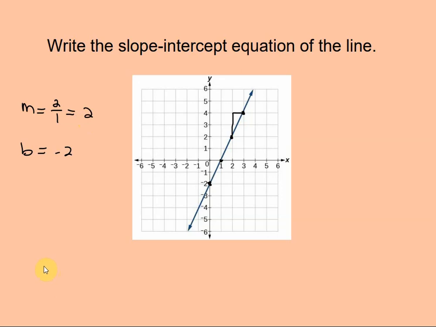So my slope-intercept equation would be y equals m, which is 2, x, plus my y-intercept, so plus a negative 2, and that would be the same thing as y is equal to 2x minus 2.